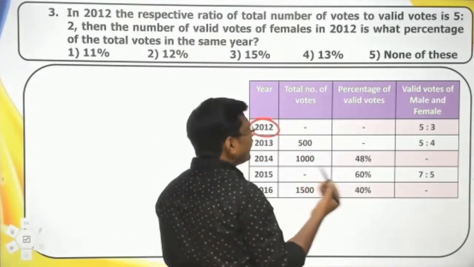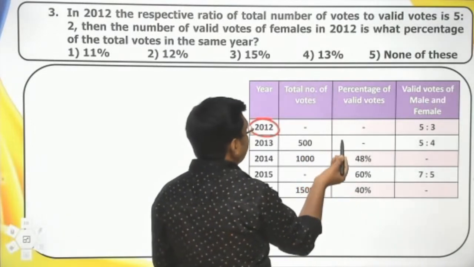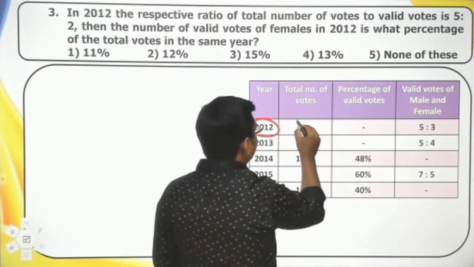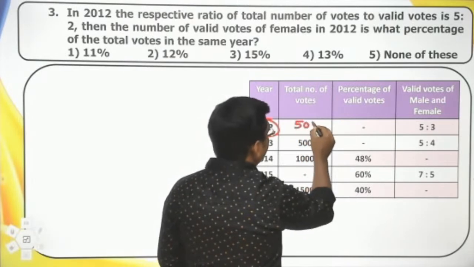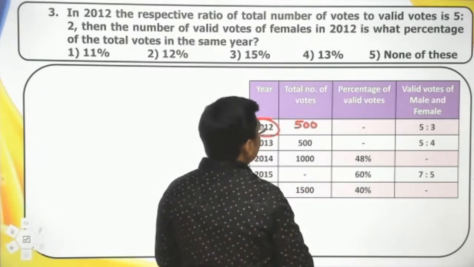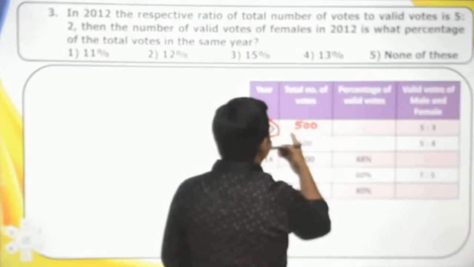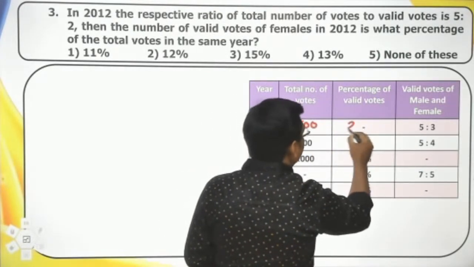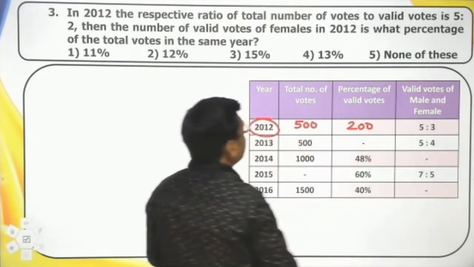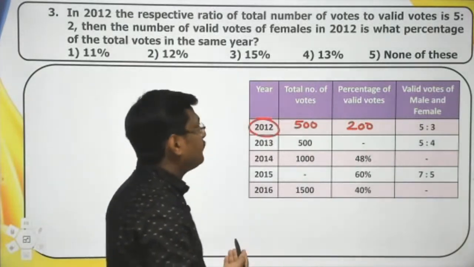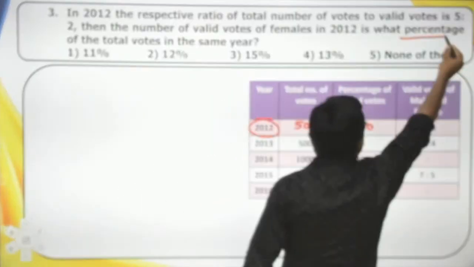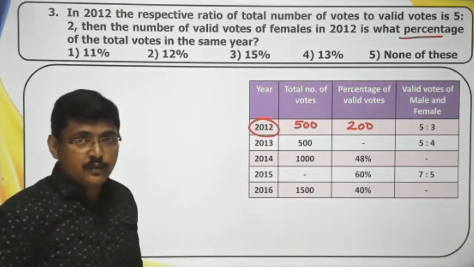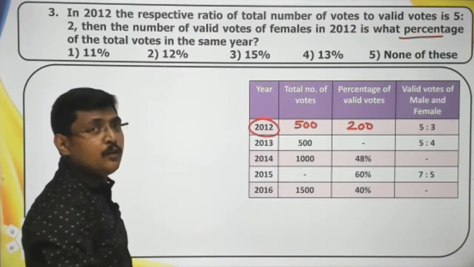So in order to calculate it in an easier way, I am writing like this. Instead of 5, in terms of 100, I am assuming that the total number of votes is 500. If the total is 500, then this is 5 and the next one is 2, so the valid vote will be 200, correct? The reason why I am assuming is that I need to find only the percentage. So we can assume any value, right? Since it is asked to find only the percentage.